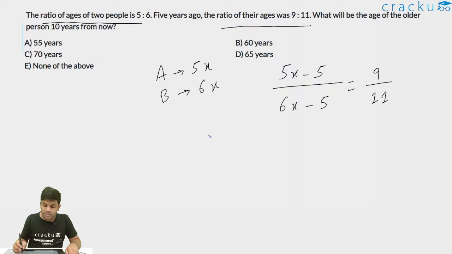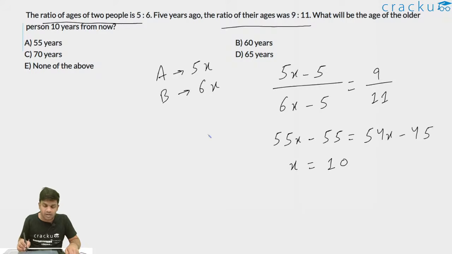So when you cross multiply, you will get 11 times 5x, that is 55x minus 55, which is equal to 9 times 6x, that is 54x minus 45. So from here you will get x is equal to 10. So that means the age of A is 5 into 10, which is 50, and the age of B is 6 into 10, which is 60.